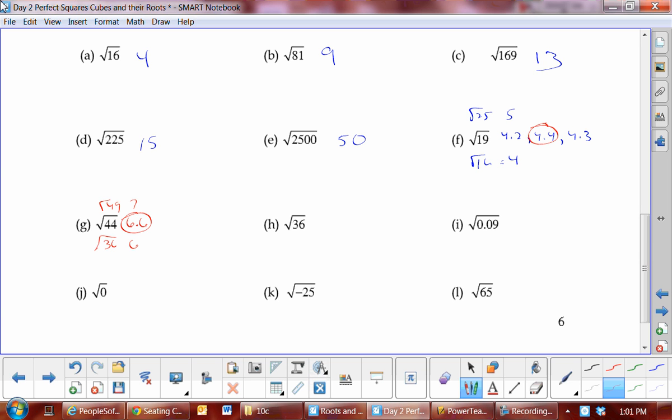Square root of 36. 0.09. Now remember, when you're multiplying a decimal by a decimal, the number gets smaller.